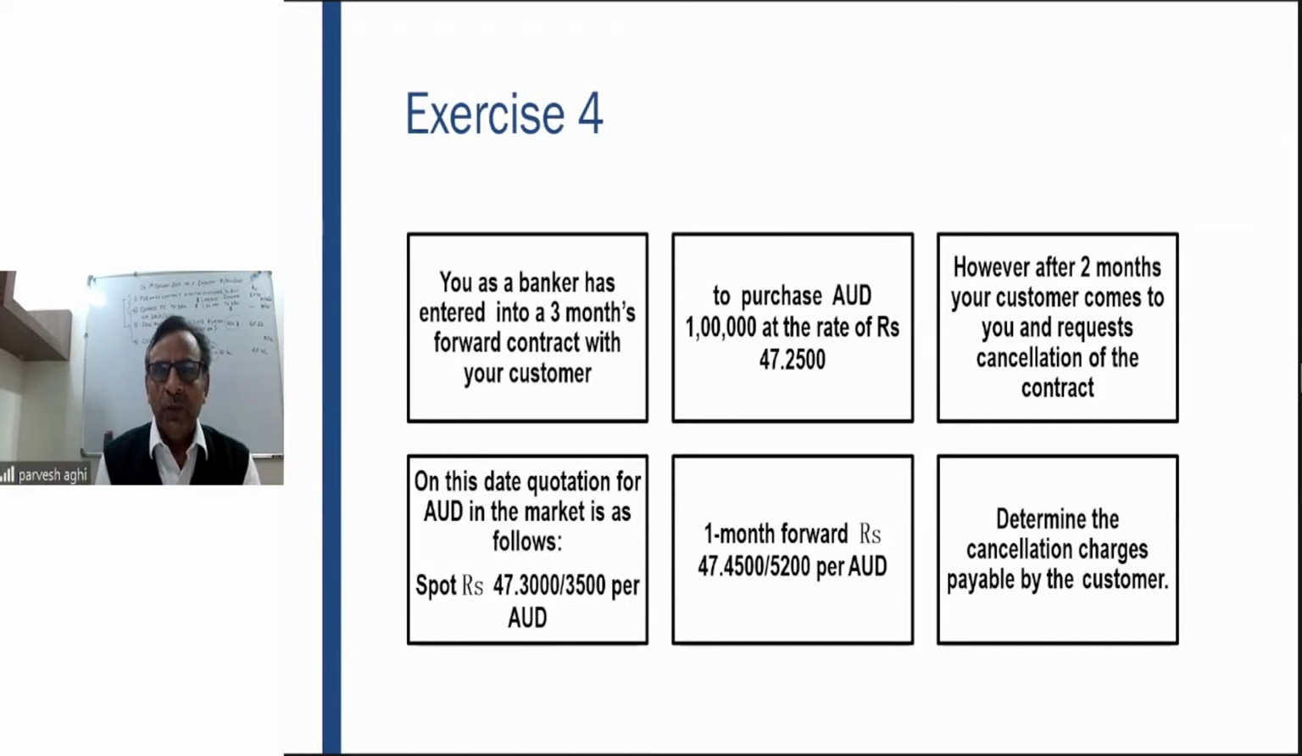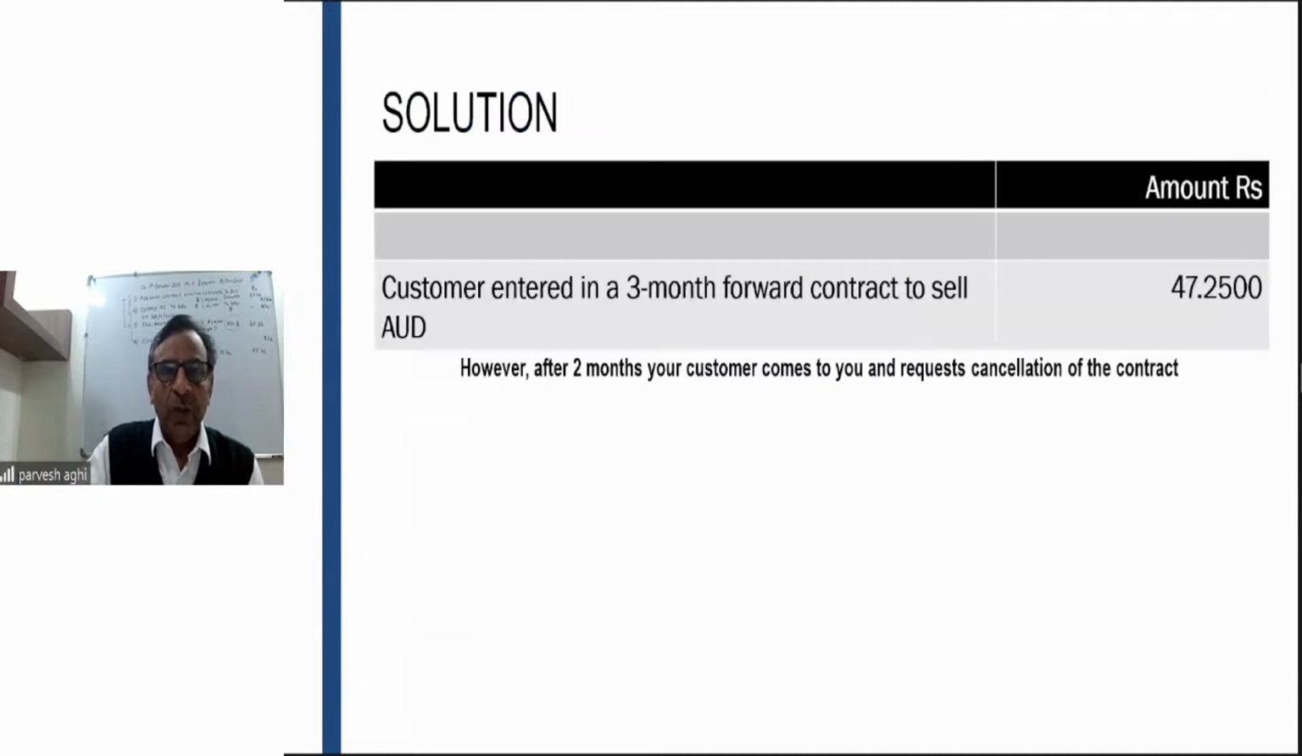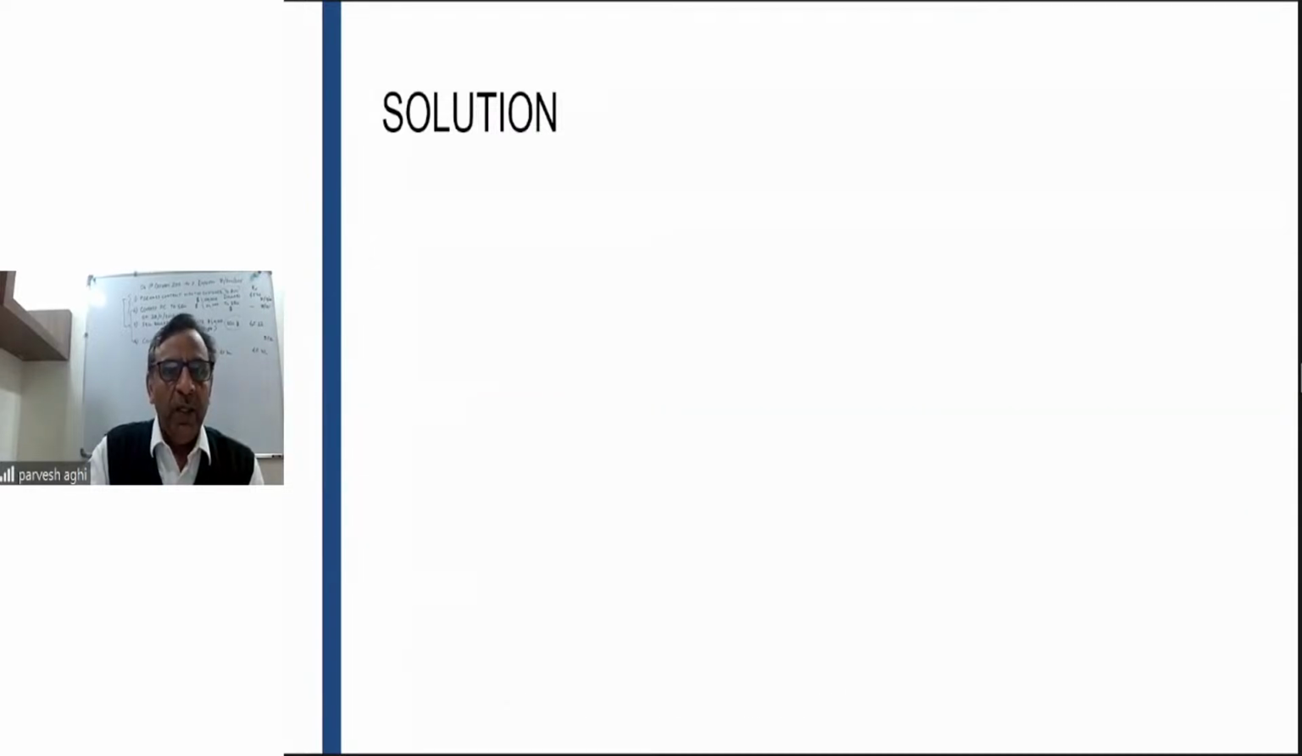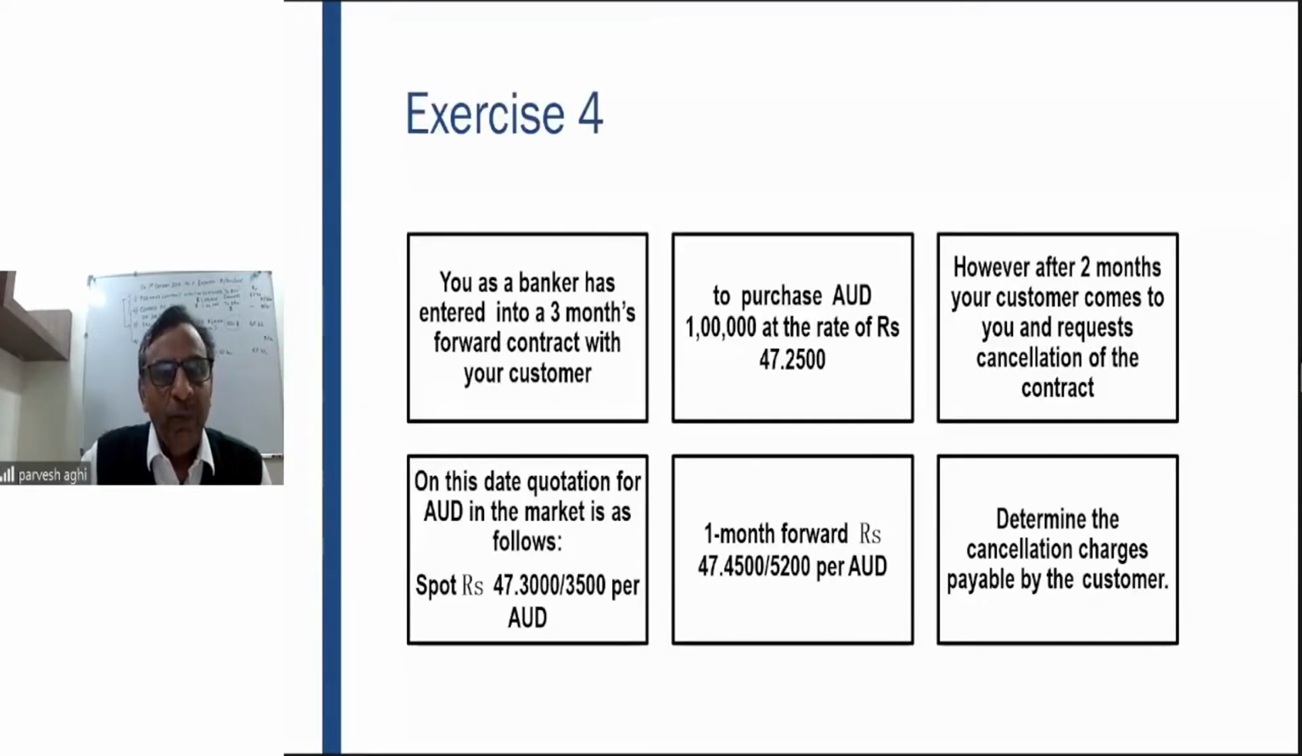But after 2 months, what happens? The customer realizes that he doesn't require this contract. Okay, so he needs to cancel it. Now there is still 1 month to go. Since you have sold the dollars to the bank, you need to buy them back now. So you first sold and now you're going to buy. Let's go back here to understand. When you buy the dollars, it is the ask rate which is applicable, which is 47.52.